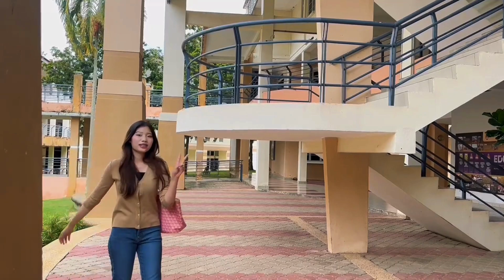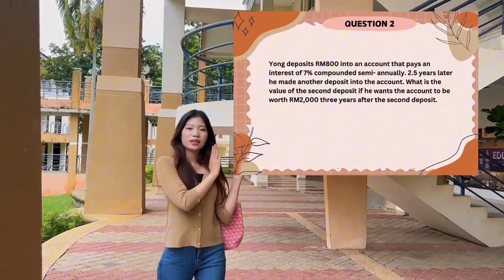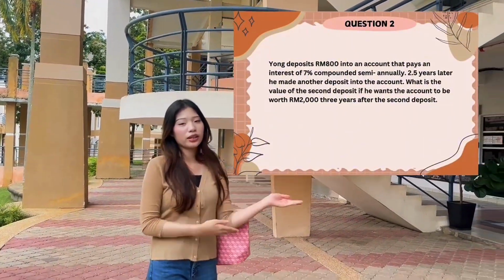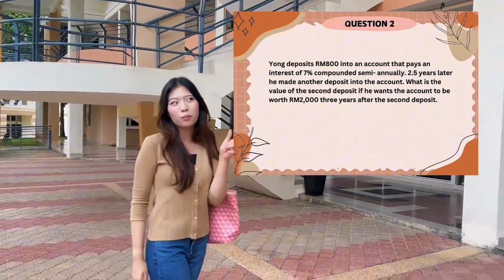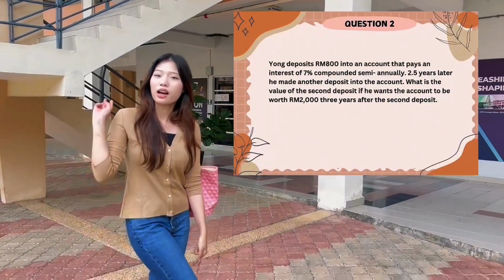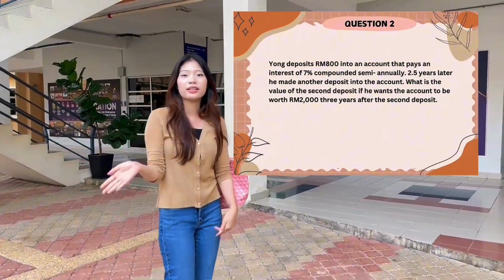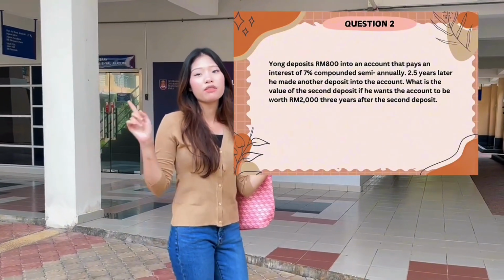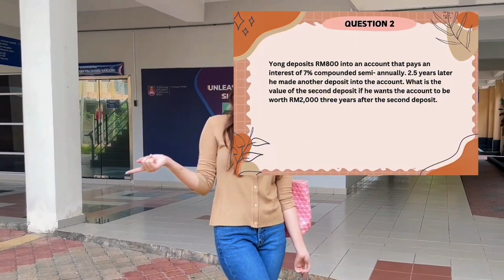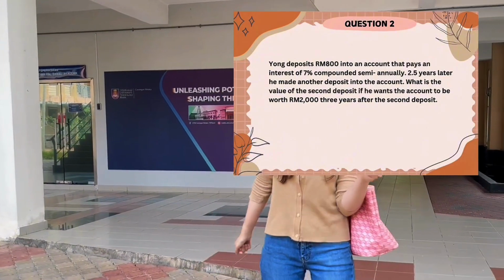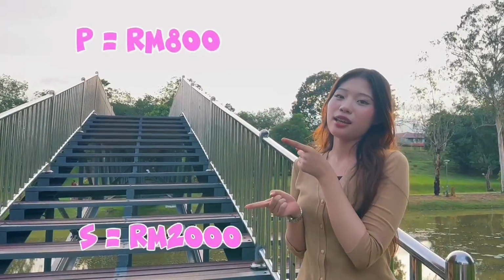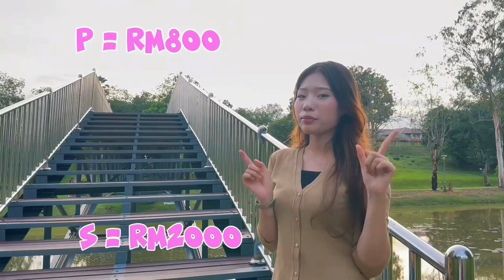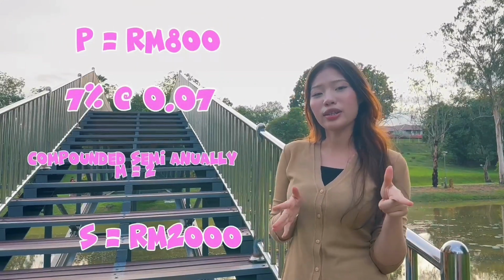Okay, as for the second question: Yong deposited 800 ringgit into an account that charges 7% compounded semi-annually. Later, after 2.5 years, he added another deposit into the account. What will be the value of the second deposit if the account is worth 2,000 ringgit 3 years after the second deposit? You are given the T and the S, and also the 7% and the compounded semi-annually.